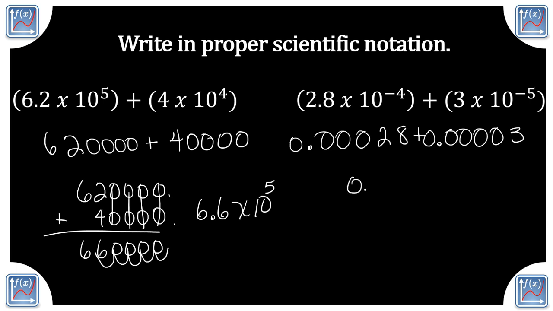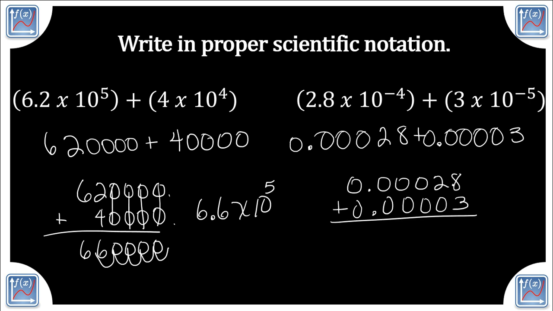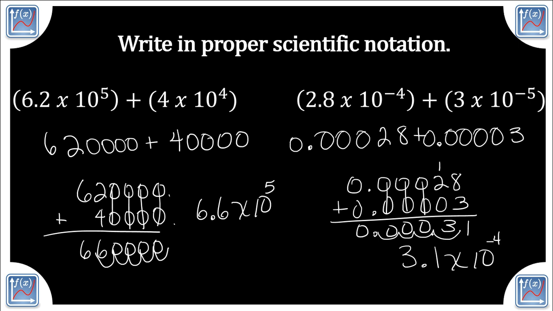So we're going to line up our decimals. 1, 2, 3, 4. 1, 2, 3, 4, and 3. And we are adding 8 plus 3 is 11, carry your 1. 1 plus 2 is 3. We have 0, 0, 0, our decimal, and 0. So in scientific notation, we're going to move it 1, 2, 3, and 4. And it's negative because we moved our decimal to the right. We had a very small number.